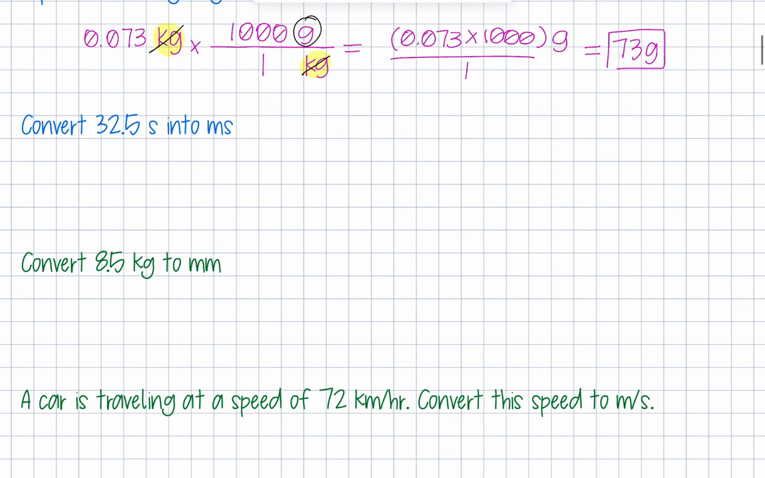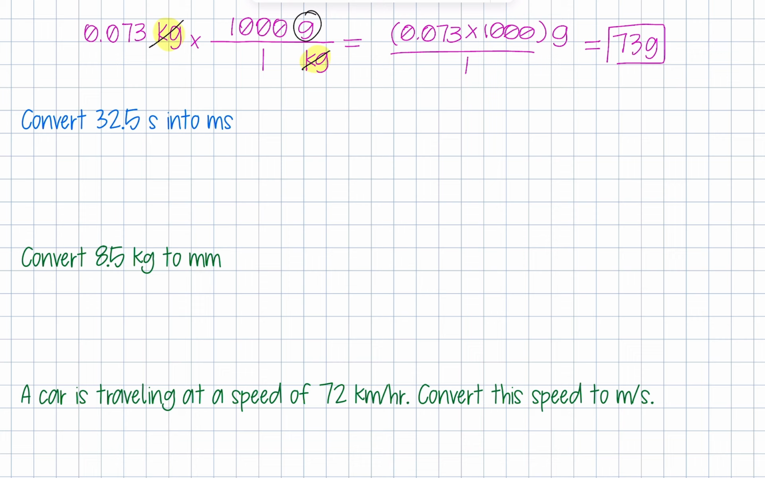All right, one final problem is convert 32.5 seconds into milliseconds. So again, the first thing I'm going to do is write down what I'm given, 32.5 seconds. If I know my prefixes, I know that milli equals 1/1000th. So there are 1,000 milliseconds in 1 second. And I'm going to write that so that seconds goes on the bottom so that it cancels.